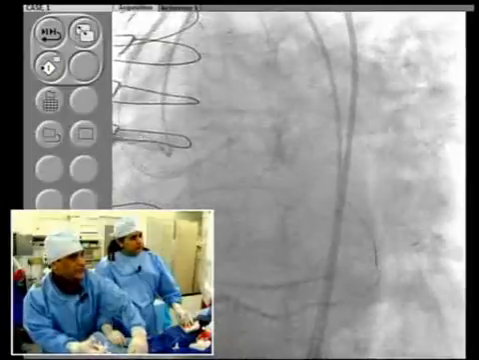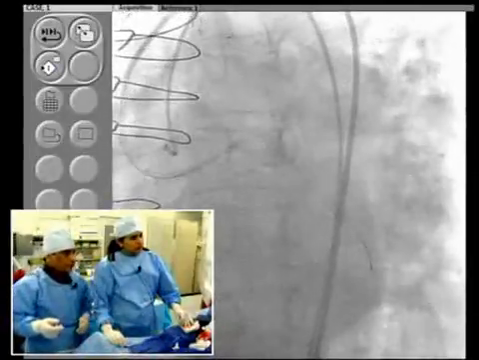Samin, remember, there is a distal disease there also. You want to go into the top branch. Yeah, but we can do that without the wire.